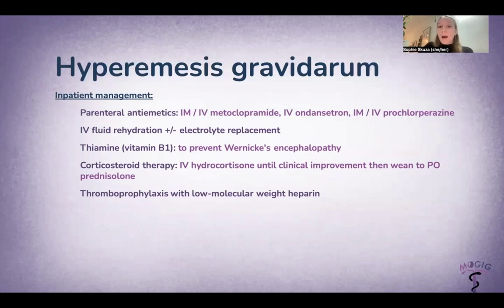So on that point, in terms of the inpatient management, this includes parenteral antiemetics, most frequently IM or IV metoclopramide, but can also involve IV ondansetron or IM or IV prochlorperazine as well, IV fluid rehydration with electrolyte replacement as required, thiamine or vitamin B1 to prevent Wernicke's encephalopathy, and corticosteroid therapy. So usually IV hydrocortisone until clinical improvement, then we can wean to oral prednisolone. It's important to also consider thromboprophylaxis with low molecular weight heparin.